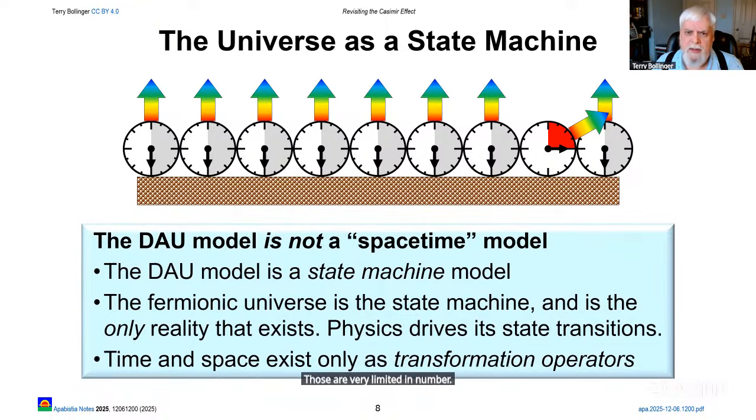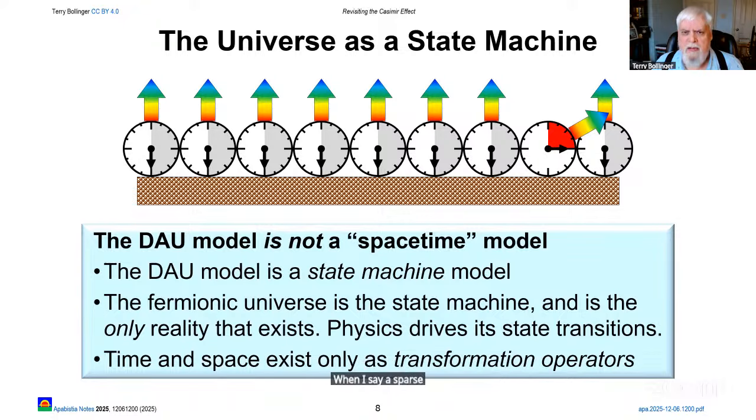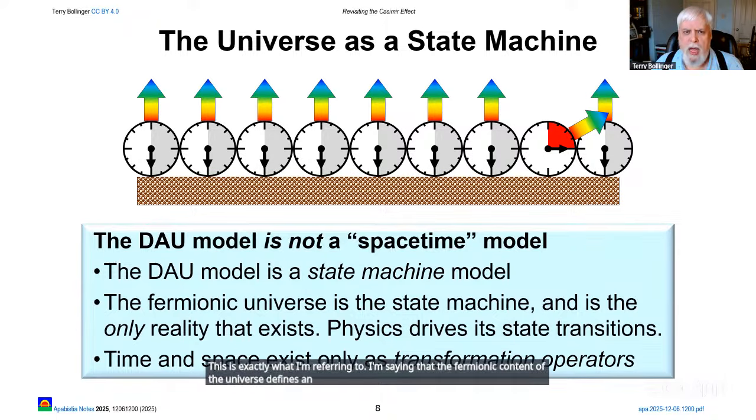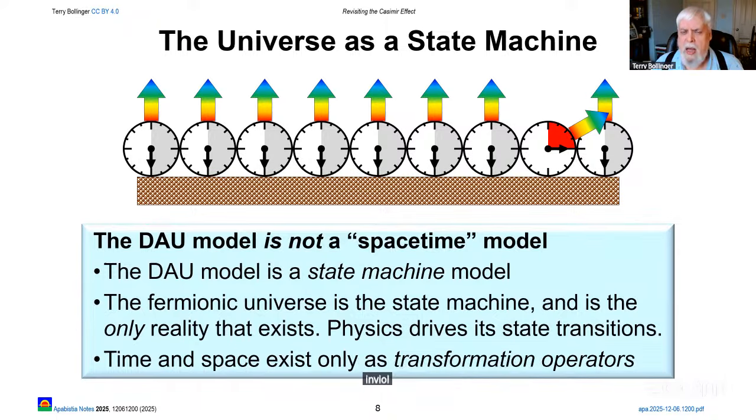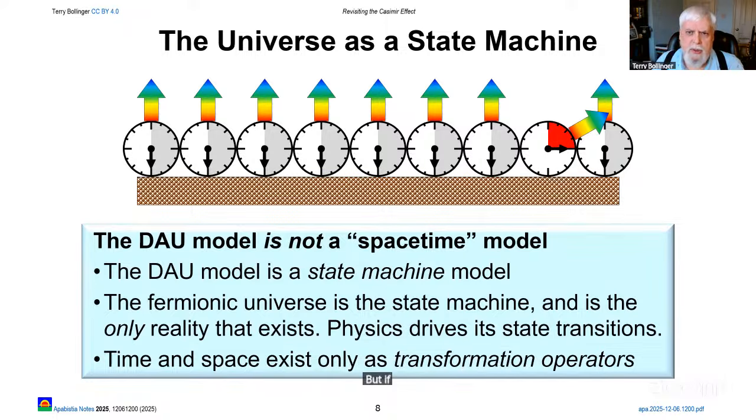I've also had previous presentations on the idea of a sparse information universe. When I say a sparse information universe, when I talk about fairy dust as information that doesn't really exist, this is exactly what I'm referring to. I'm saying that the fermionic content of the universe defines an absolute, inviolate limit on how much information you can store in this universe. So you can create more pairs of fermions. You have a certain amount of energies. There's some fungibility between energy and fermionic memory. But if you don't have this, you don't have a definition of space or time.